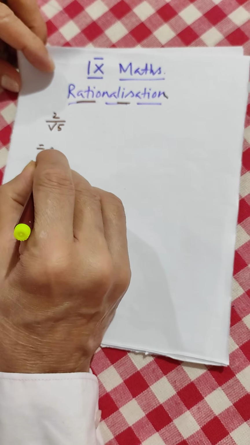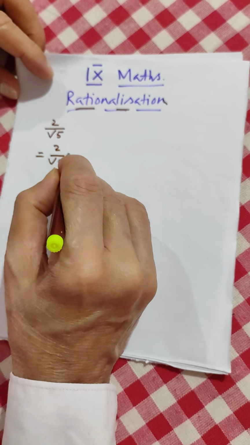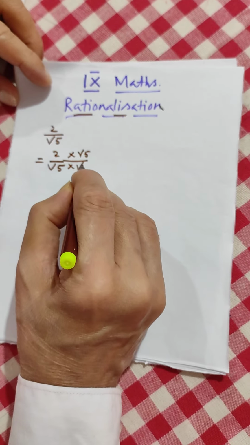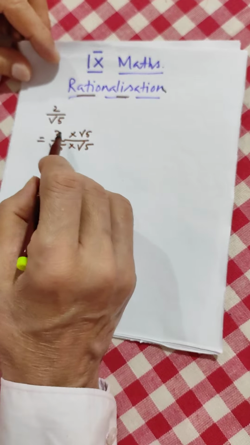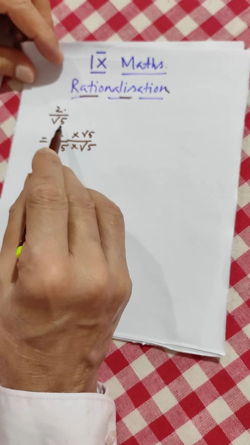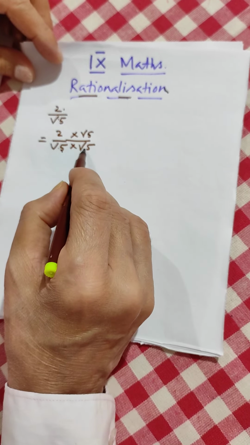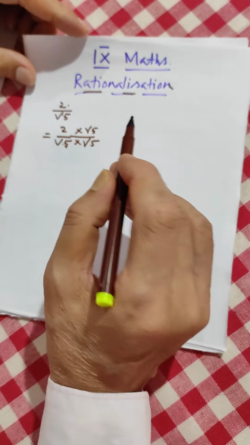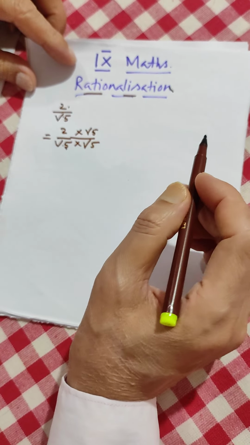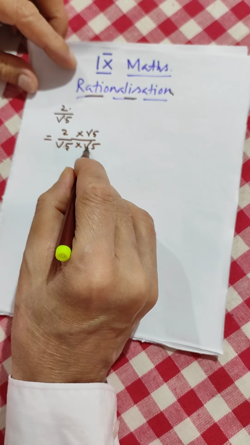Now what we do, we multiply this numerator and denominator by root 5. We multiply numerator by root 5, denominator by root 5. Now the denominator was root 5. Now the rationalizing factor of root 5 is root 5. Rationalizing factor of root 2 is root 2. Rationalizing factor of root 3 is root 3. Rationalizing factor of root 7 is root 7, like that. So we multiply by root 5.